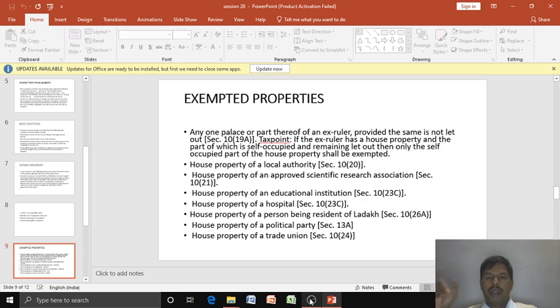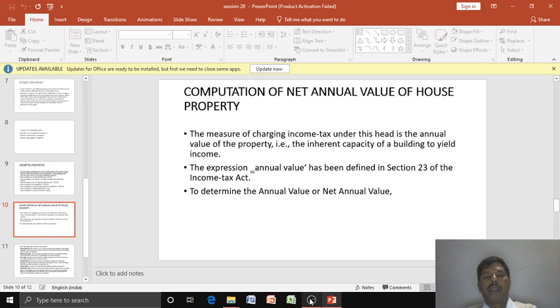House property of a local authority, section 10, subsection 20. House property of an approved scientific research association, then house property of an educational institution, for that there is no tax. House property of a hospital, house property of a person being resident of Ladakh, that is the special privilege given to such regions. House property of a political party, house property of a trade union. If that building or property is there, it is exempt from tax.